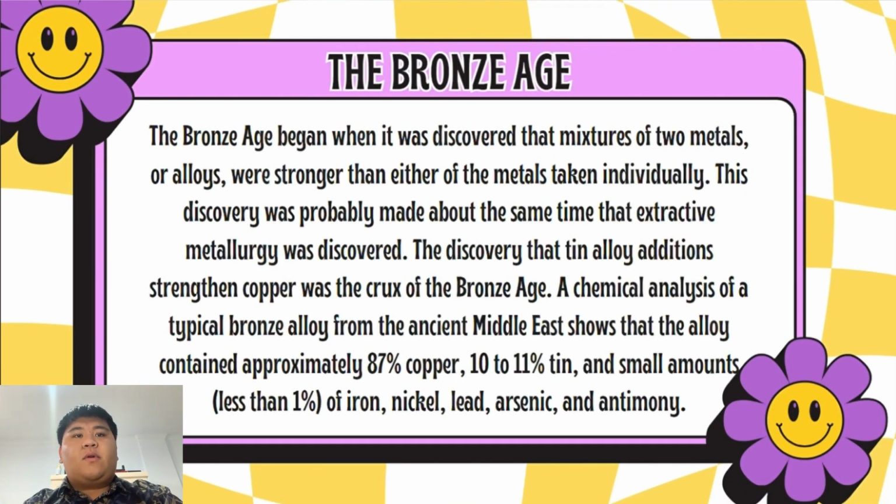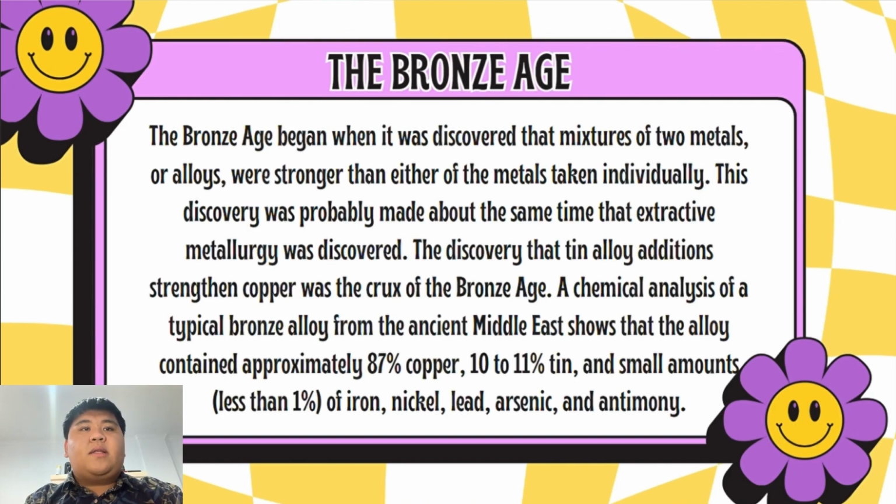The second is the Bronze Age. The Bronze Age began when it was discovered that a mixture of two metals, or alloy, was stronger than either metal taken individually. This discovery was probably made about the same time that extractive metallurgy was discovered. The discovery that tin addition strengthened copper was the crux of the Bronze Age.